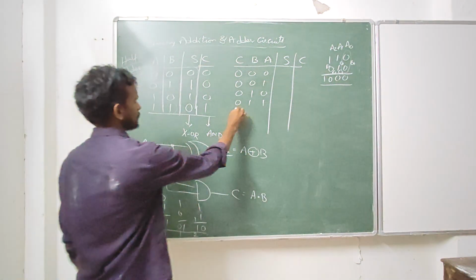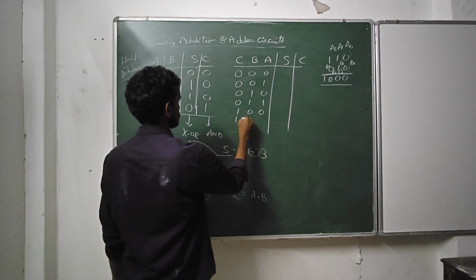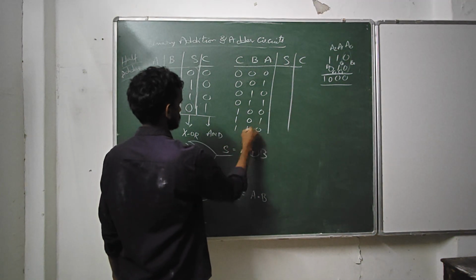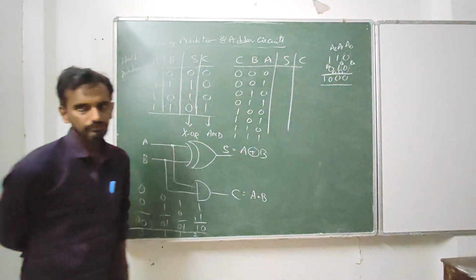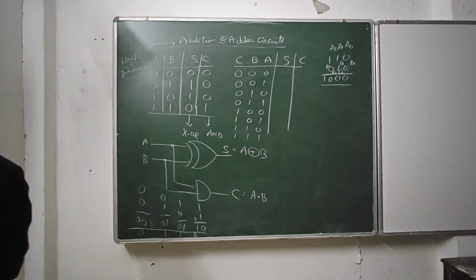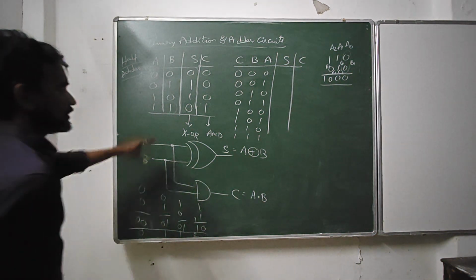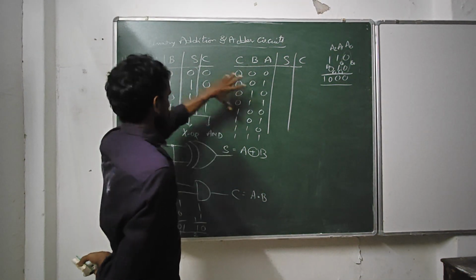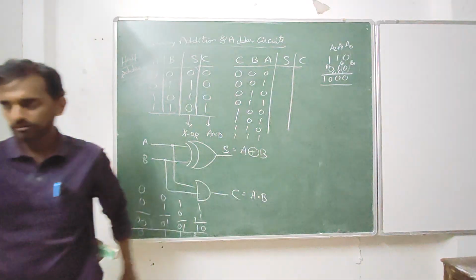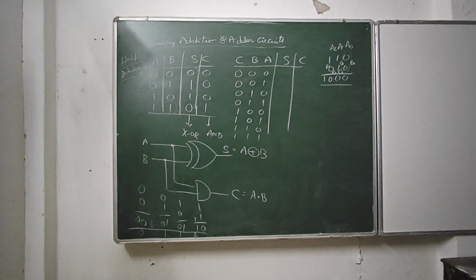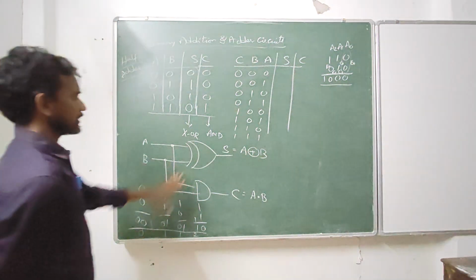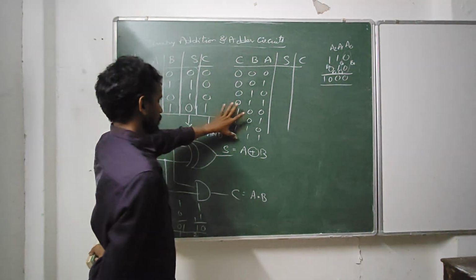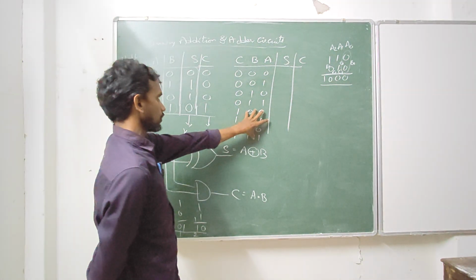Okay, so next one: 1, 0, 0, 1, 0, 1, 1, 1, 0, 1, 1, 1. So in the first set, the carry is 0. We considered all the 4 combinations from the previous set, A and B. And in the second set, the carry is 1 always, and we have considered all 4 combinations for A and B.